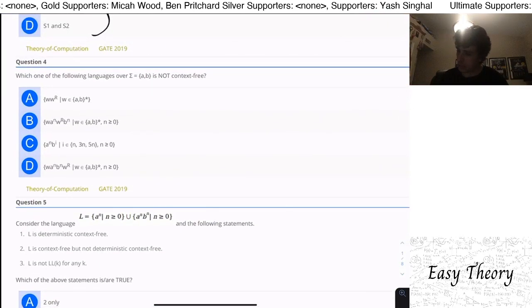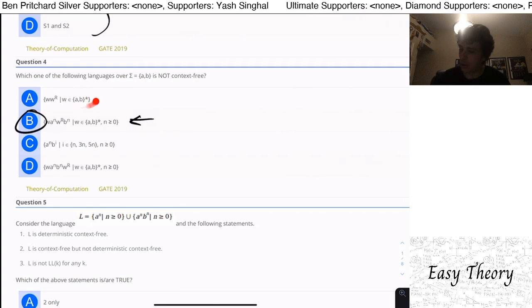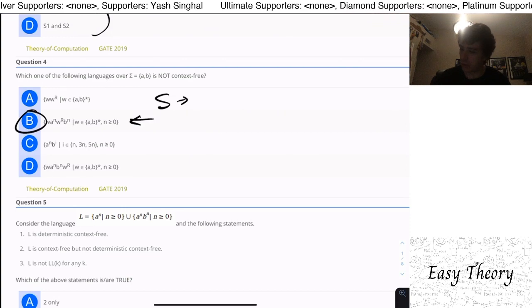Which of the following is not context-free? We did this one before. So it is B in this case, from what I remember, because A is all palindromes, and you can make a palindrome with a context-free grammar like this.